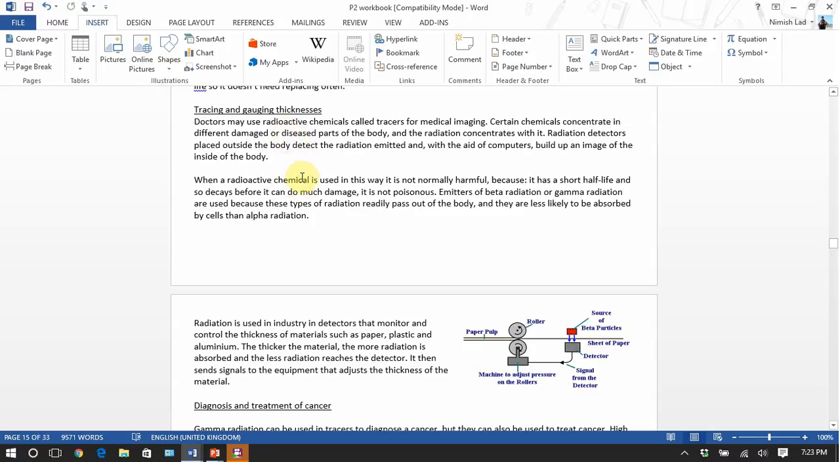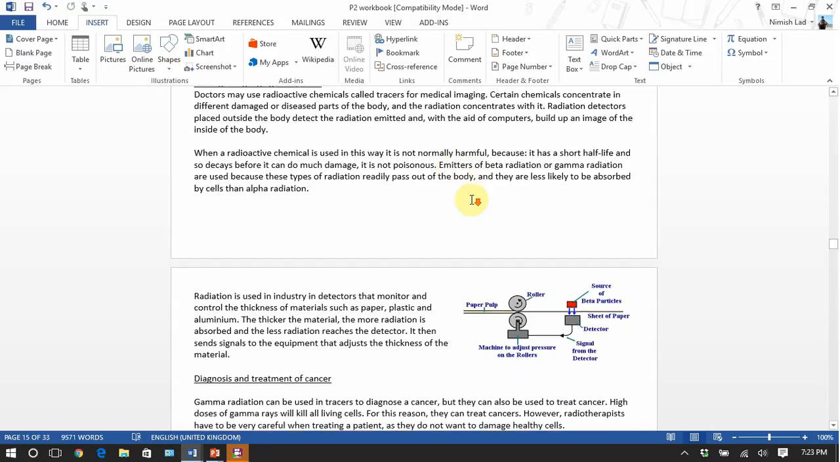So when a radioactive chemical is used in this way, it's not normally harmful because it has a short half-life, and you make sure you use something like gamma, which can penetrate out of the body. So normally gamma, sometimes beta. Less will be absorbed and therefore less damage.